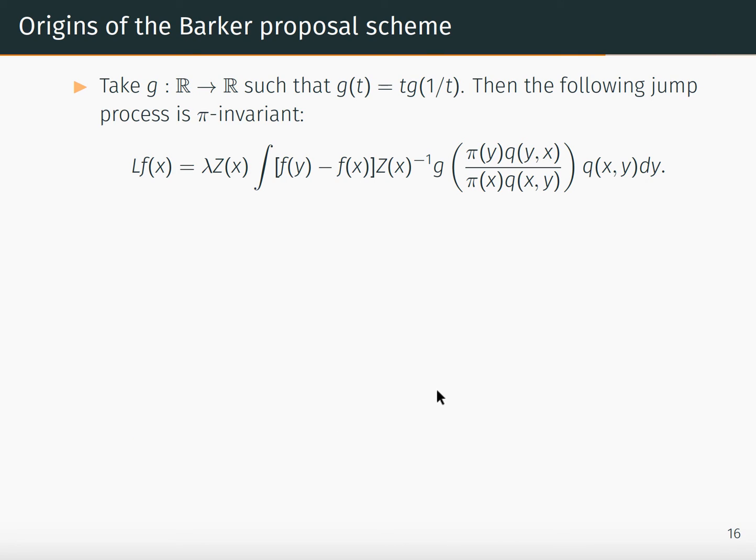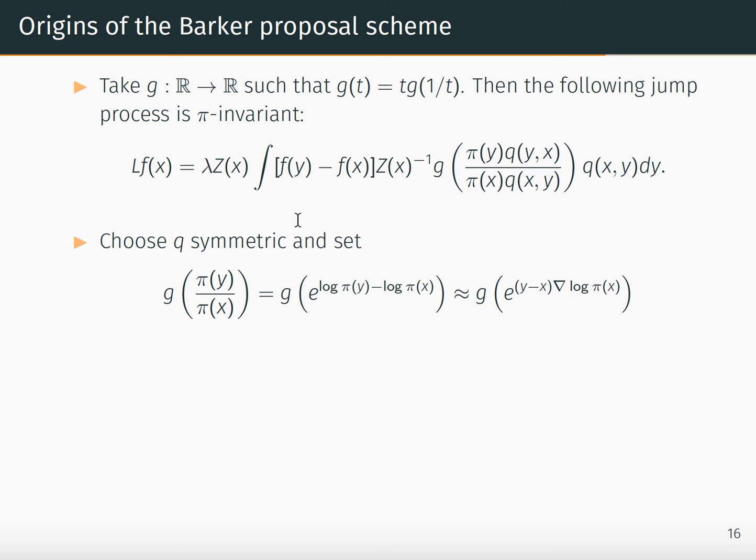So, okay, I've introduced a scheme, and it seems like I've just pulled it out of nowhere. Of course, we haven't pulled it out of nowhere. You can relate this, just like Mallet and HMC, to a pi-invariant stochastic process in continuous time. And in this case, you want to think about jump processes. So here's a family of continuous time Markov jump processes that have the following generator.